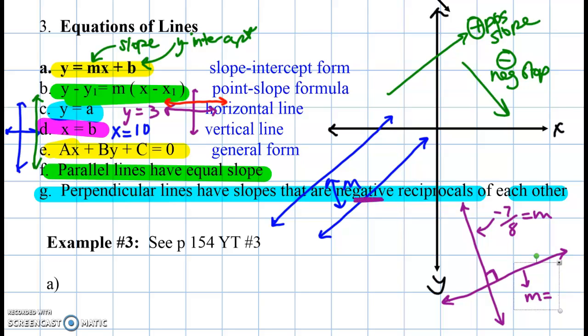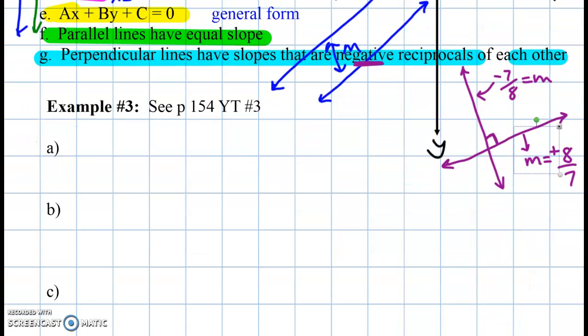That's where the word negative comes in. So it would be a positive and reciprocal. 8/7 would be the slope. Okay, so parallel lines and perpendicular lines, you can tell their slopes by looking at each other's slopes. Okay, a few examples here.